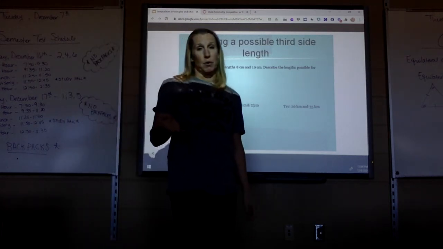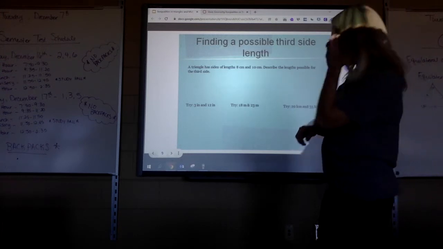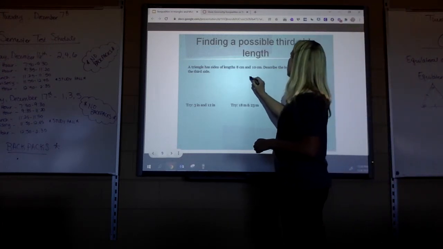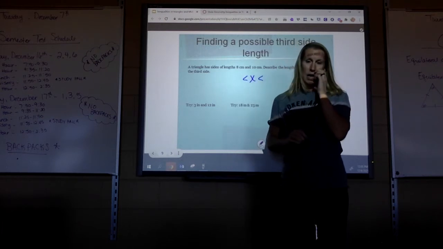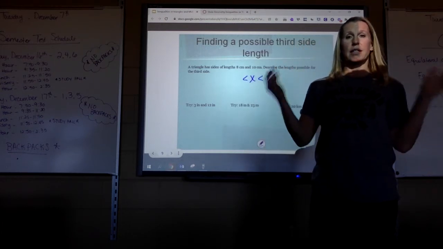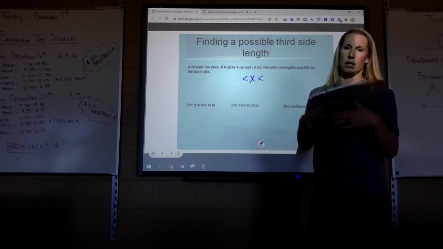You'll have some problems where you have to find the possible side lengths of the other two sides. So the third side has to be between two numbers. It's got to be bigger than a certain number and smaller than a certain number. So we put it with an x and then those inequality symbols.